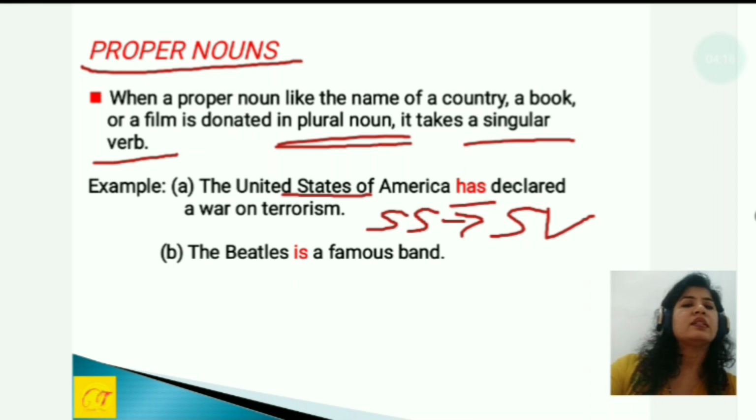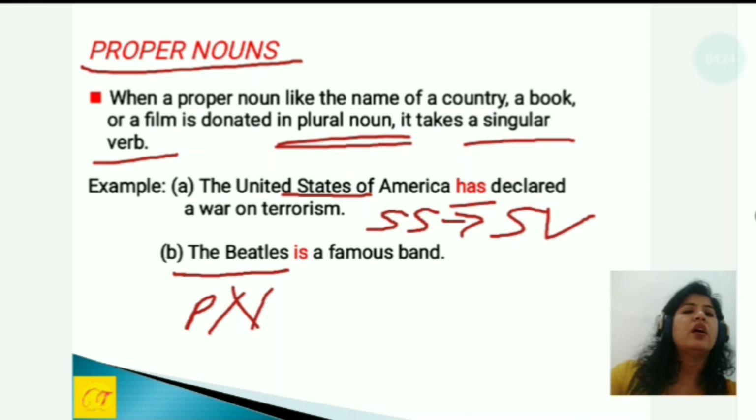Alright. Same with this sentence. The Beatles is a famous band. The Beatles. It looks like it's a plural one, but it's a proper noun and it's the name of one band. Right? So a singular verb is used.